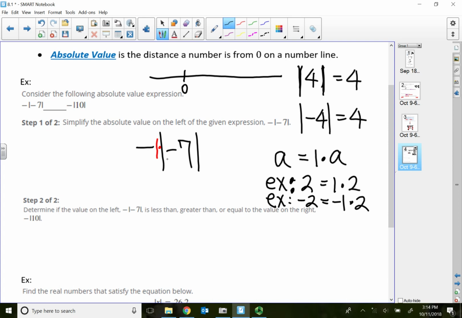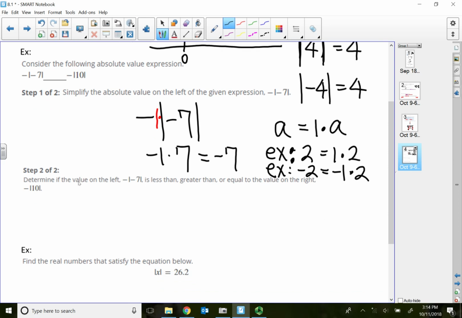So just looking at the absolute value of -7, that will actually give me my answer as +7. Whatever comes out of the absolute value is always positive. But in front of it, I still have my -1 times. So -1 times 7 will give me my answer as -7. All right.